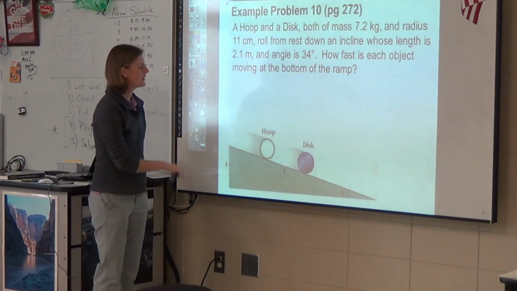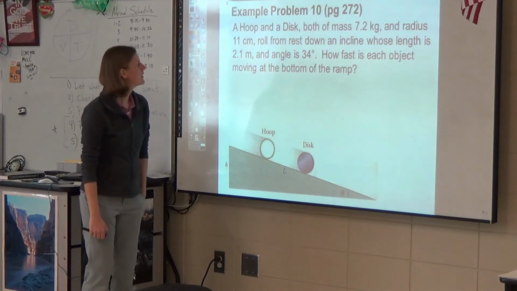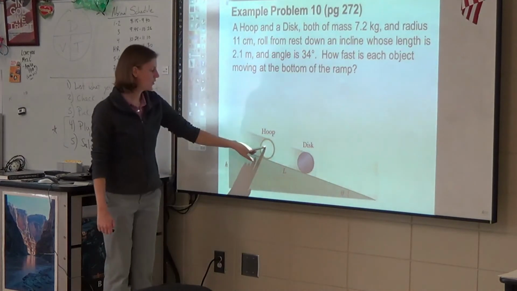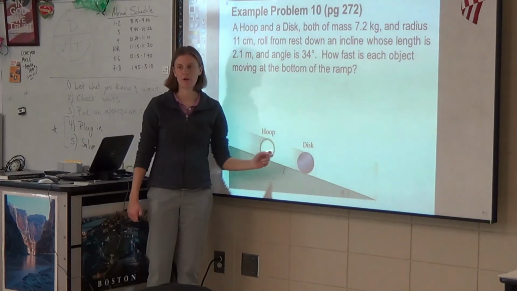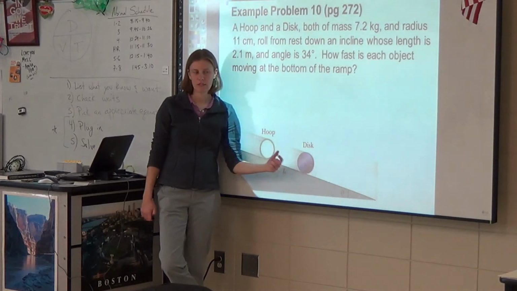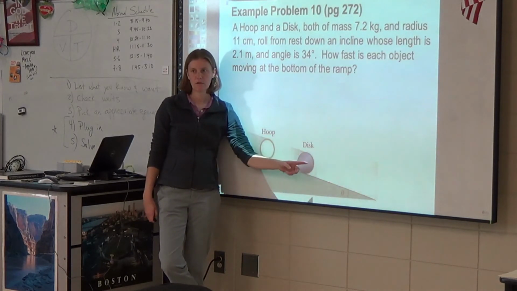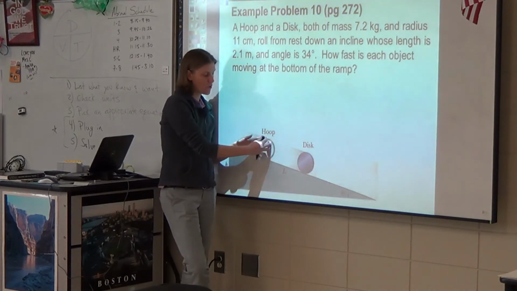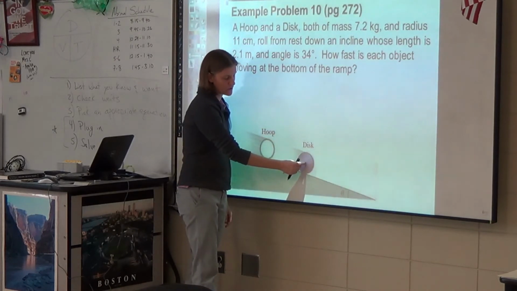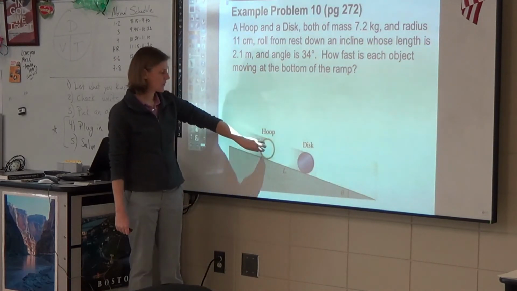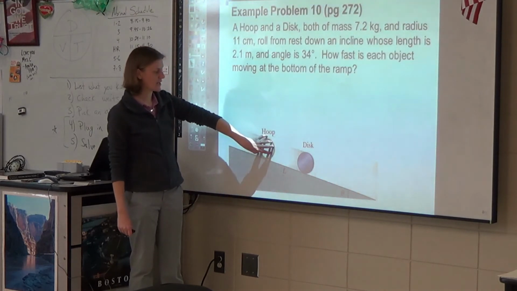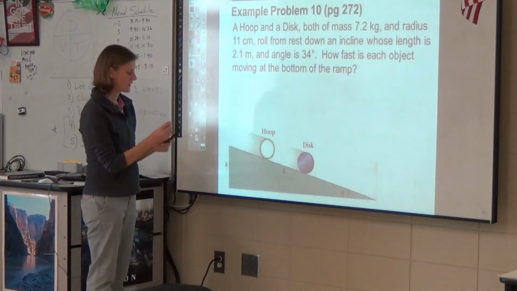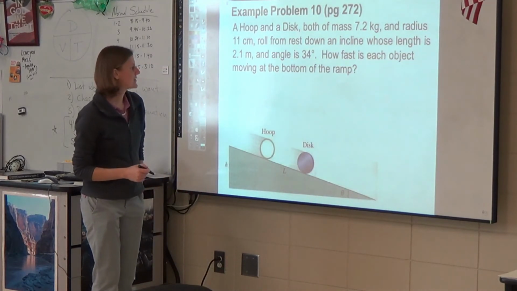And first of all, hopefully my picture's not misleading. If they have the same mass and same radius, which one has the greater moment of inertia? The hoop, because same mass, but all that mass is more spread out. Some of this mass is closer to the rotation point. So the hoop's going to have the greater rotational inertia, and therefore should not win the race. But let's see if we can answer this. How fast is each moving at the bottom of the ramp?